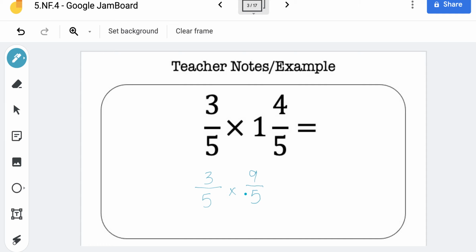But now that it's written this way, I can multiply the numerators and multiply the denominators. So 3 times 9 is 27, and 5 times 5 is 25. Right now we have an improper fraction, which is okay, but I'm going to change this into a mixed number. So 25 goes into 27 one time with 2 remainder. So it's going to be 1 and 2/25 is our answer. Anytime you multiply fractions that involve a mixed number, you have to make them improper first. Then you can multiply. All right, let's go on to the next problem.